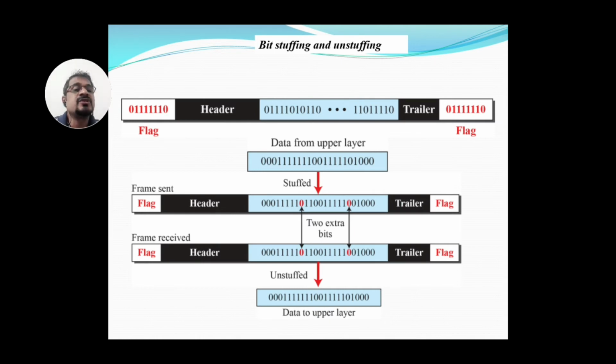So this is how the stuffed bits are removed, and then the original information can be retrieved. This is bit stuffing at the sending side and unstuffing at the receiving side. This is an important concept in the data link layer services. Next is flow control. Flow control and error control are included in the data link layer services.